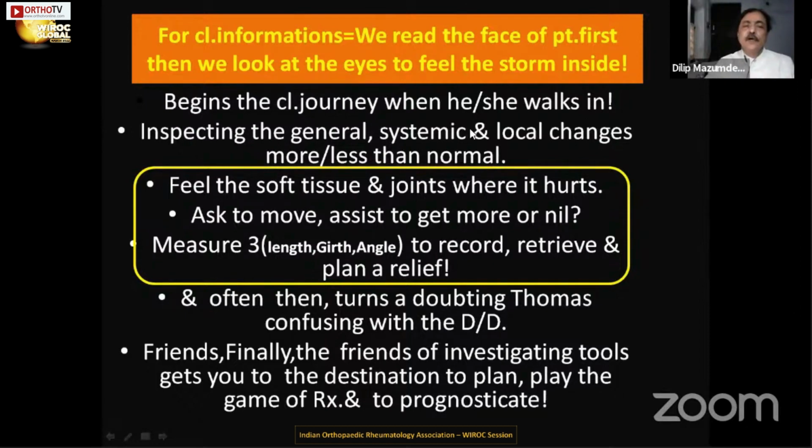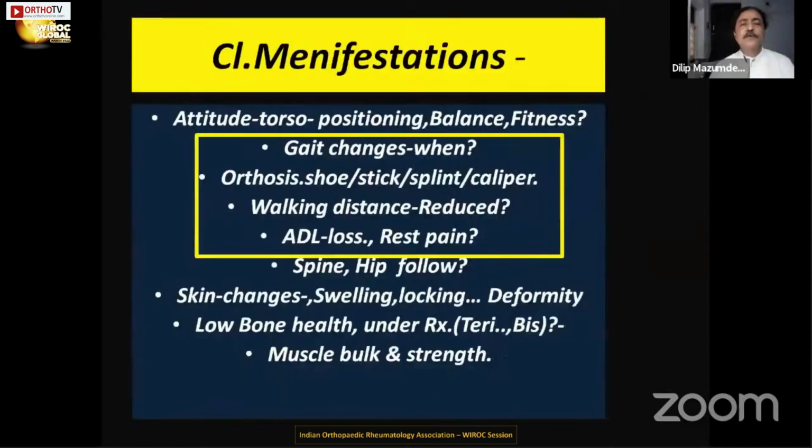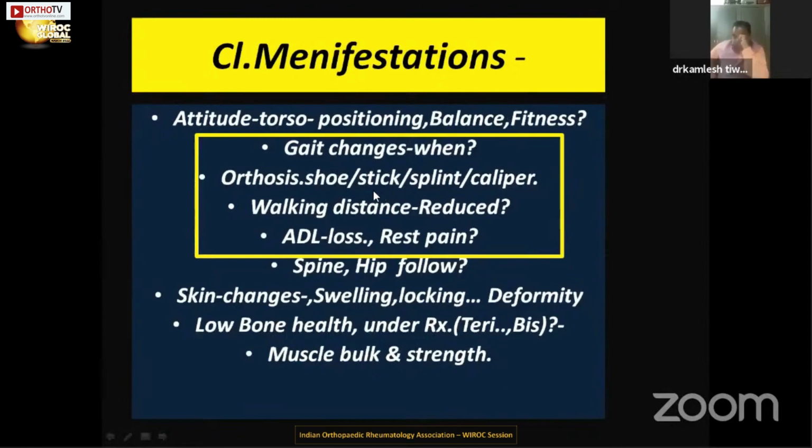The clinical journey begins when he or she walks in, inspecting the general, systemic and local changes, more or less. Feel the soft tissue and the joints where it hurts. Ask to move, assist to get more or less. Measure your three measurements: length, girth and angle, to record, retrieve and plan for editing. And often it turns a doubting Thomas, confusing with the differential diagnosis. Finally, the friends, the investigating tools, get you to the destination to plan, play the game of treatment, and prognosticate.